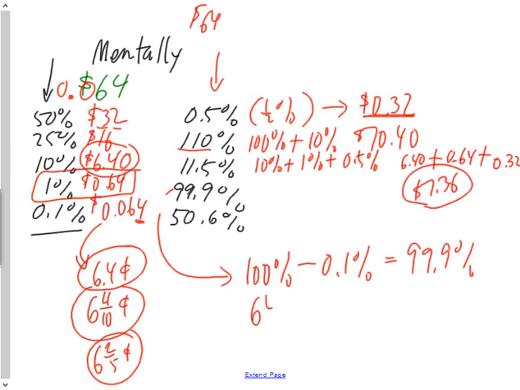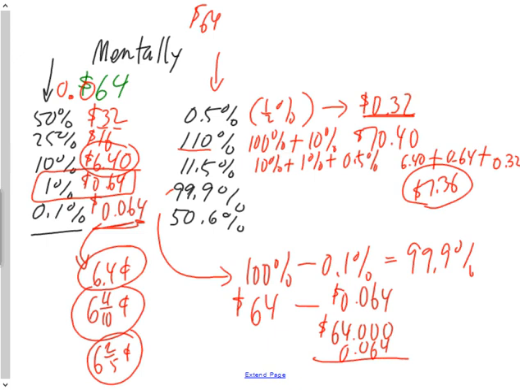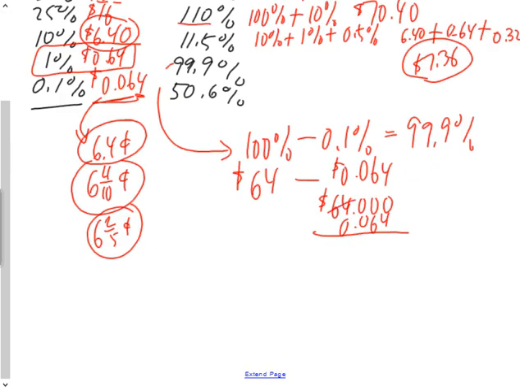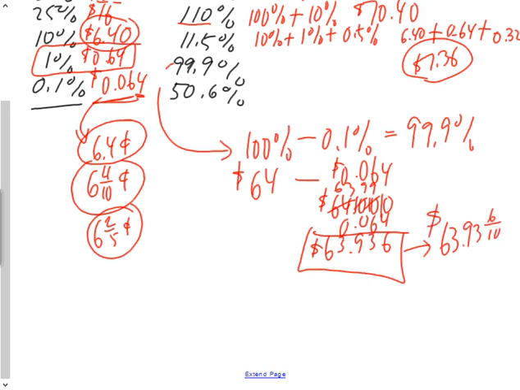So $64 is 100%. Take away this tenth of a percent, which is 0.064, and I'm going to do this on paper for you. There's $64. Take away 64/10 of a cent. 63, that becomes a 10, that becomes a 9, that becomes a 10, that becomes a 9, that becomes a 10, which is a 6, a 3, a 9, a 3, and a 6. So your final answer is $63.93 and 6/10 cents. Just a little bit more than $63.93.5, but not quite $63.94.